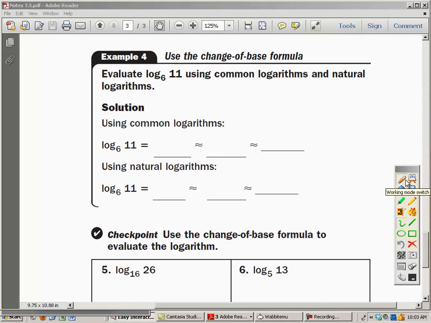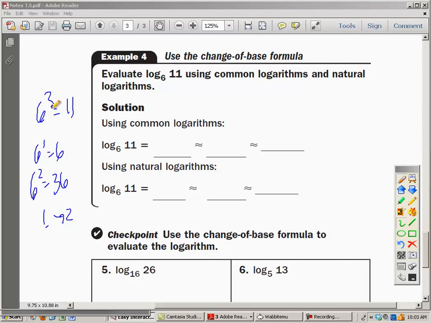So let's try this one. It says evaluate log base 6 of 11. What we're saying is 6 to what power is equal to 11? Well, as you know, 6 to the first power is 6, and 6 to the second power is 36. So I would expect this number to be somewhere between 1 and 2, probably on the low side, more like a 1.2 or 1.3 or something like that, right? Okay, so let's see what we get.